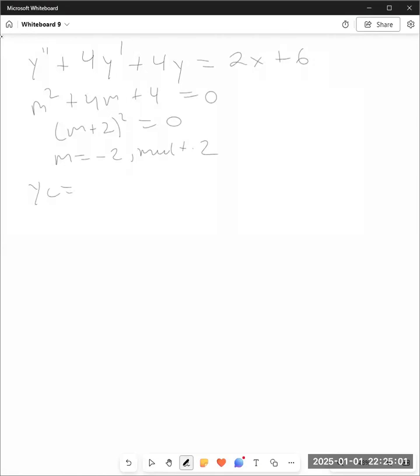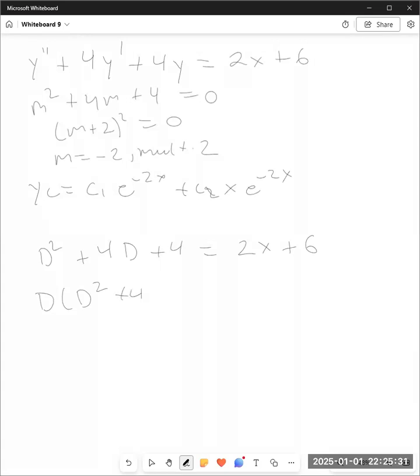So yc is c1 e to the -2x plus c2 x e to the -2x. And I'm going to write this now as D squared plus 4D plus 4 equals 2x plus 6. I'm going to differentiate multiple times here. It's going to show you what's going to happen each time, and then you'll get the idea how many times you need to differentiate.